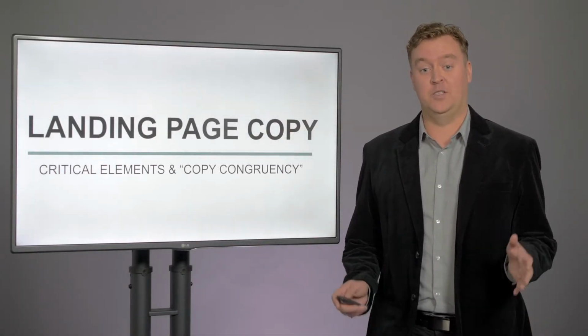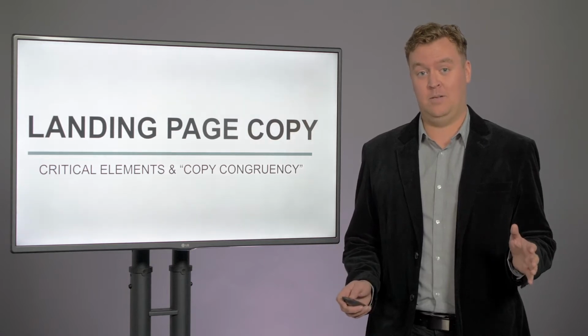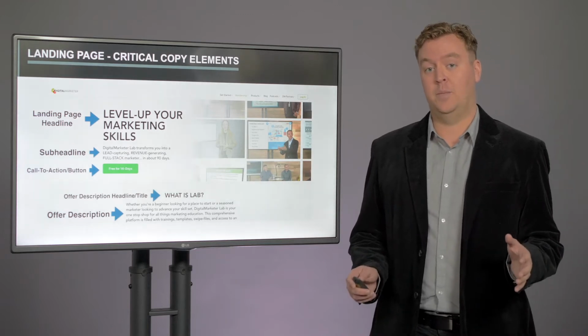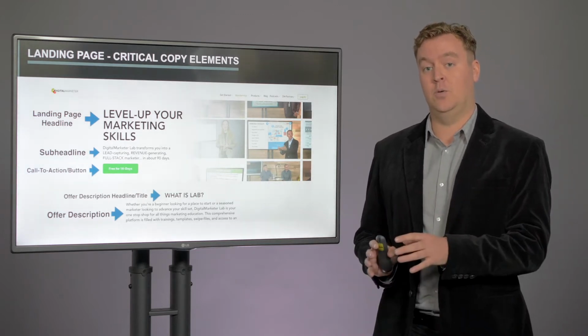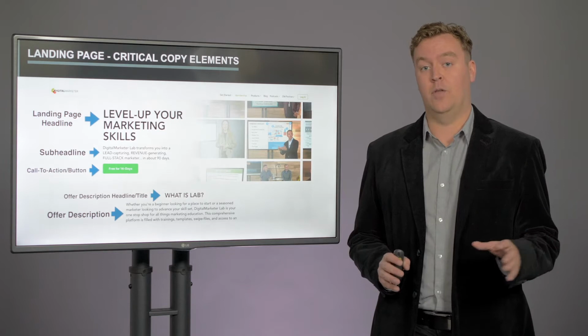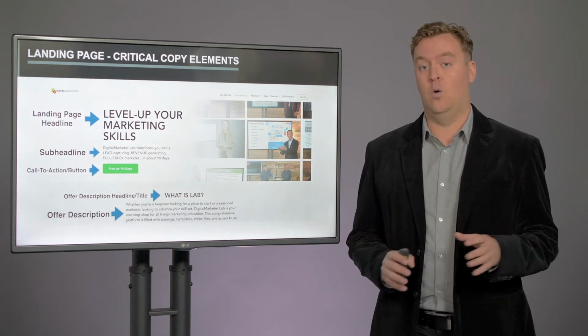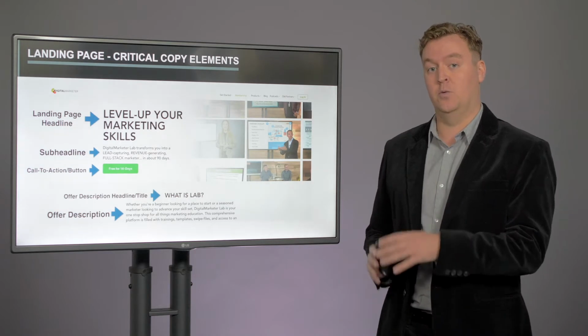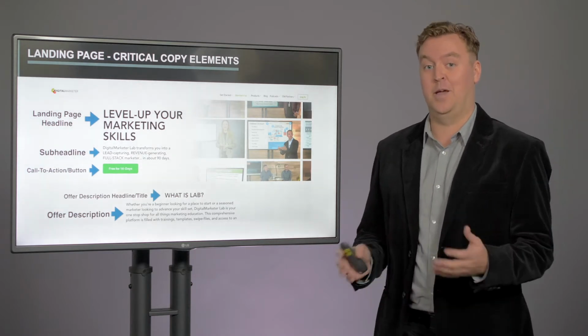In this section, we're going to talk about landing page copy, the critical elements of a landing page, and what copy congruency is. First, we're going to look at an example of a Digital Marketer landing page. This is a page that you're going to get to once you click an ad, whether that be Facebook or Google or whatever we're using to drive traffic to this particular page. This is where you are going to land, hence the name landing page.